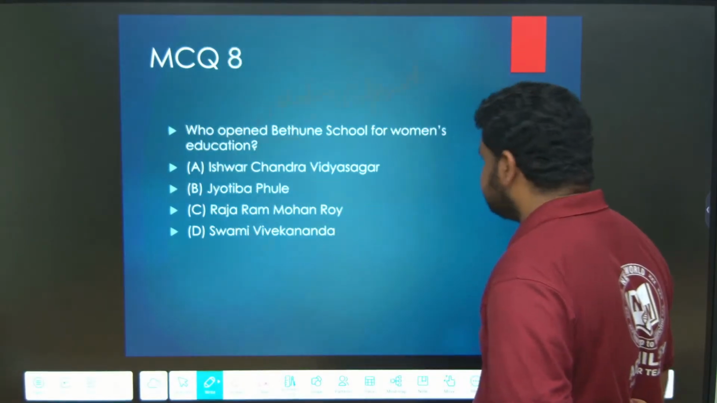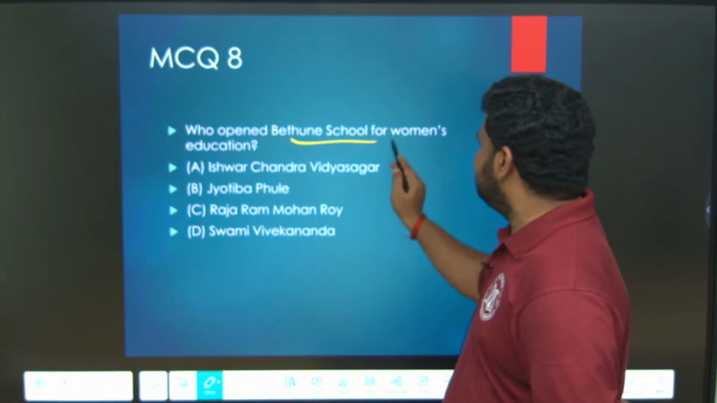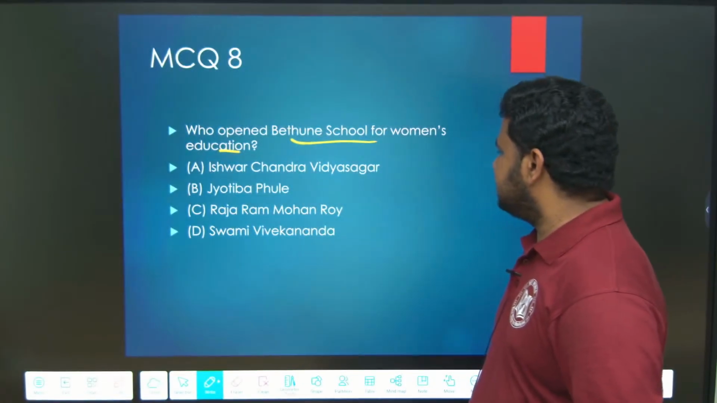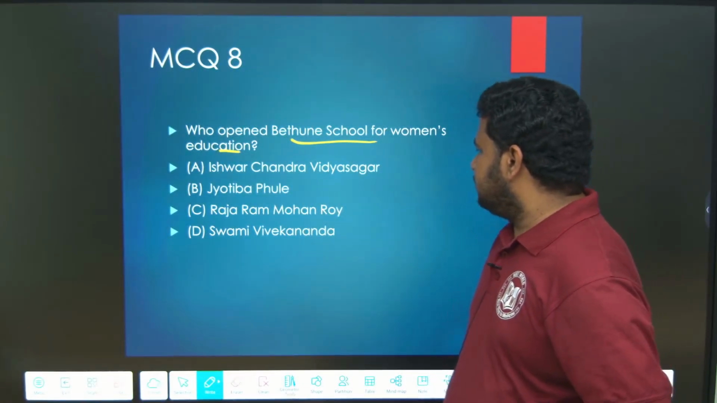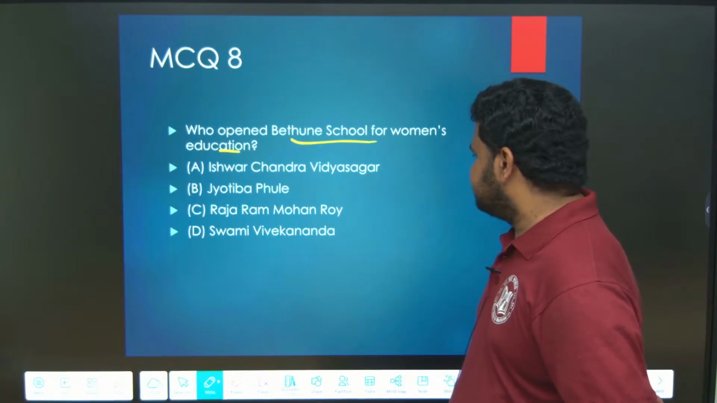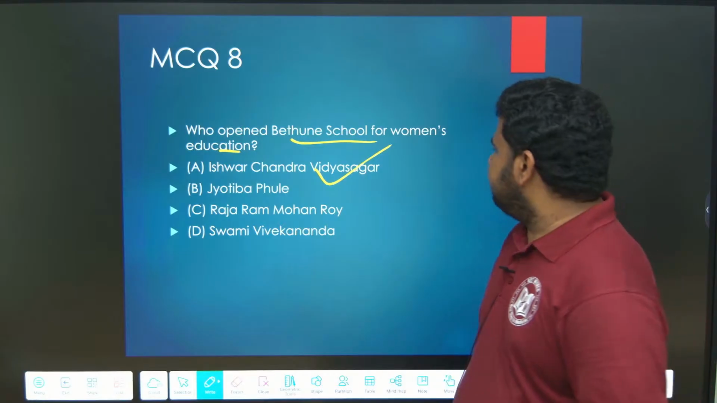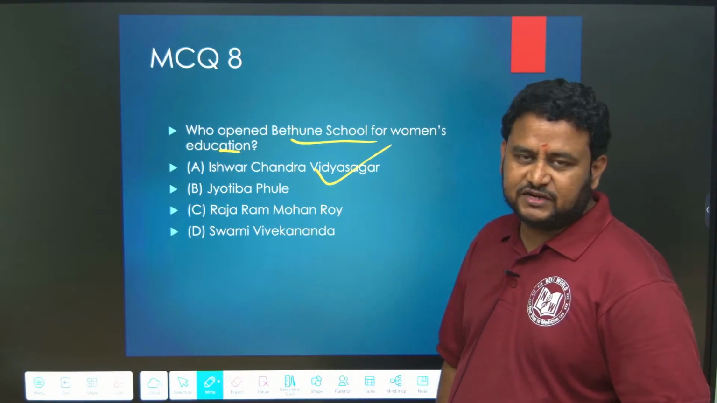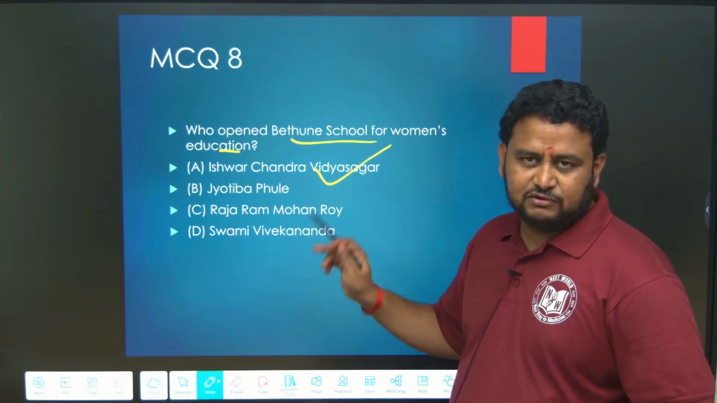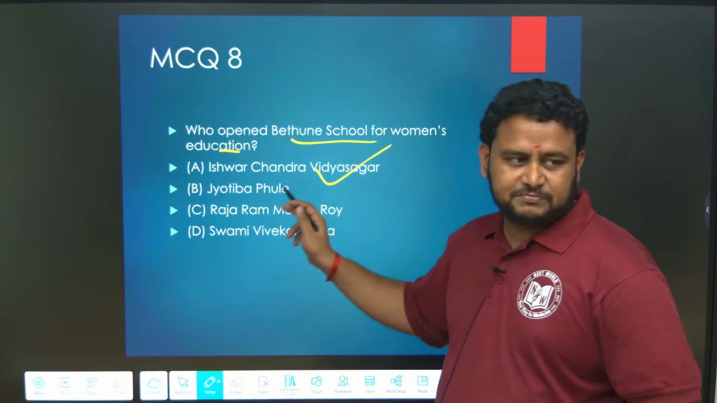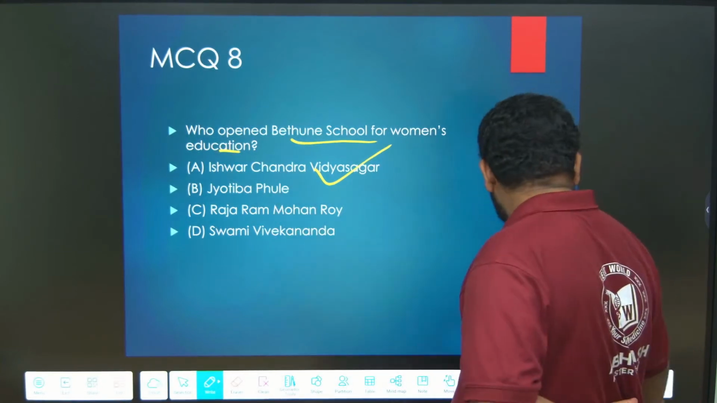Next thing, who opened Bethune School for Women's Education? Ishwar Chandra Vidyasagar. Bethune School, in which year? 1859, I think. So 1859 or 49, you can check it. Bethune School was by Ishwar Chandra Vidyasagar.